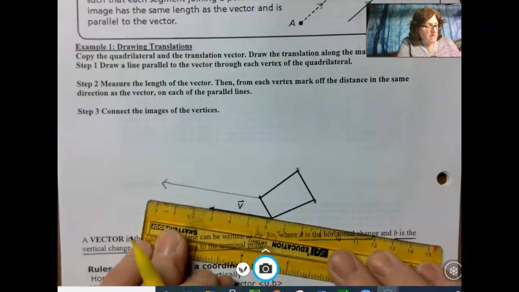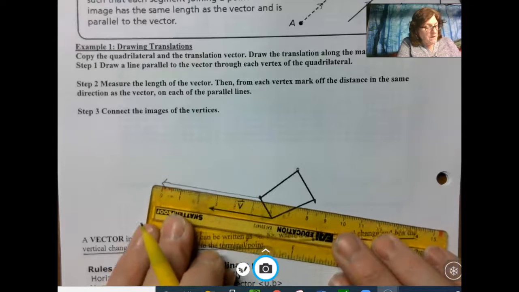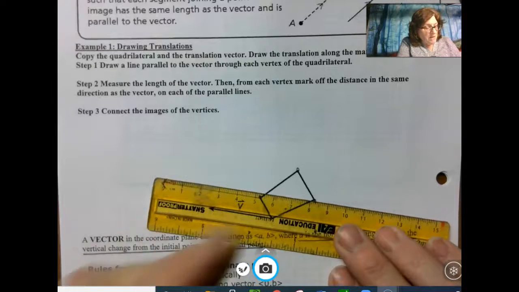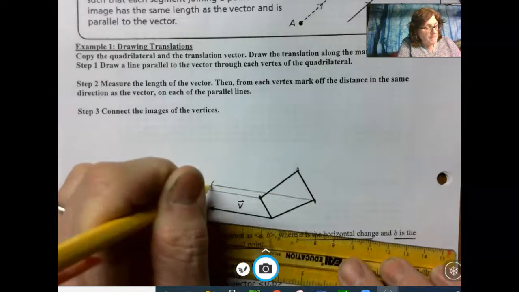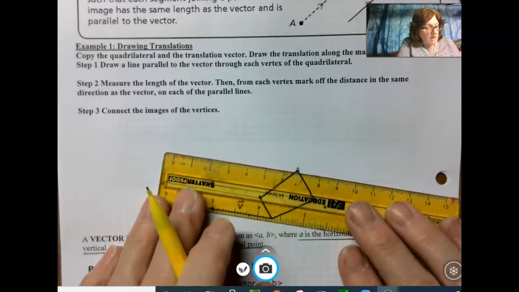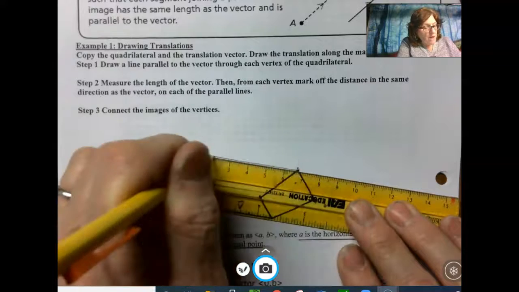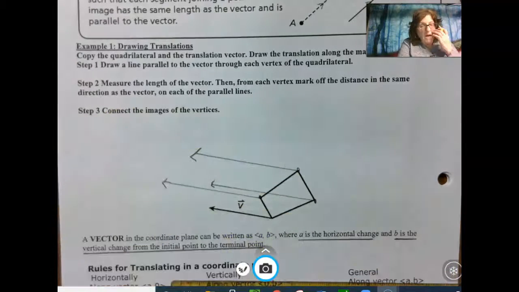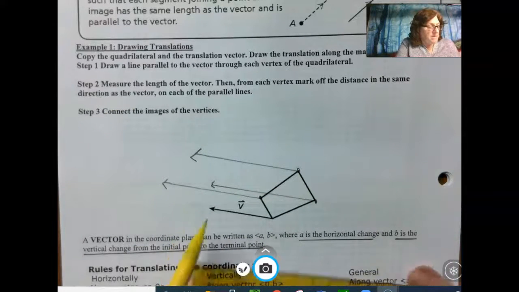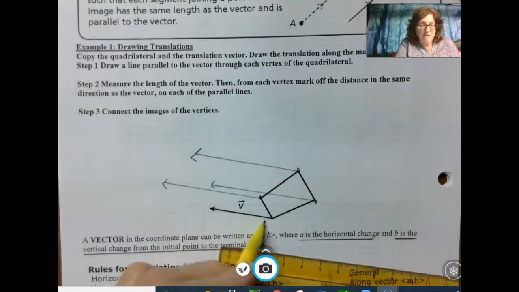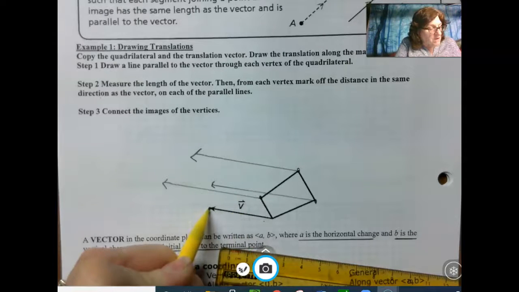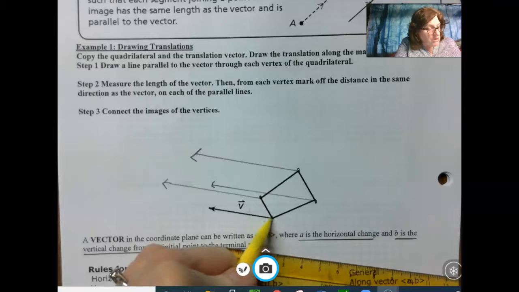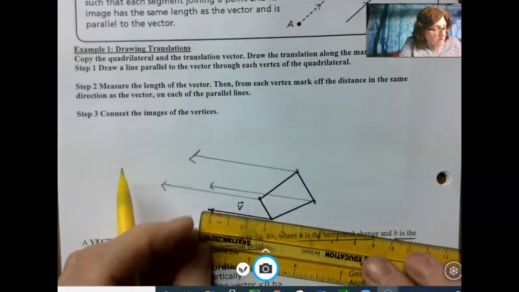So I'm going to take this, keep it in position, move it up so hopefully it's parallel to that vector, and draw myself a ray. And then I'm going to do the same thing here and draw myself a ray. Now the key for a translation is that you're going to measure the length of the vector. So this is vector notation. Measure the length of the vector from the tip of the arrow to the vertex with a ruler.